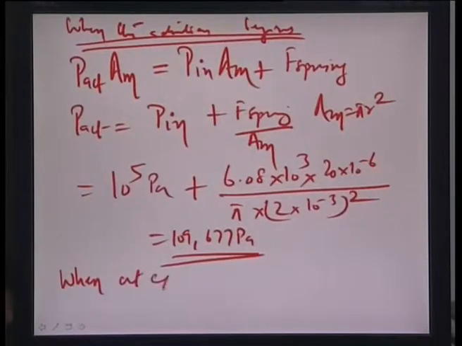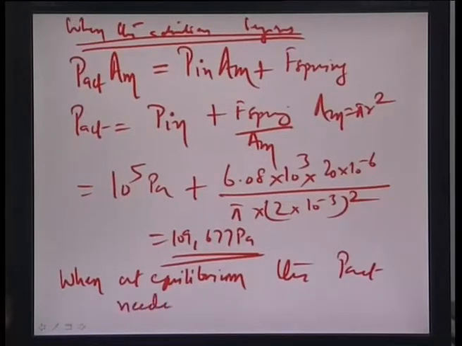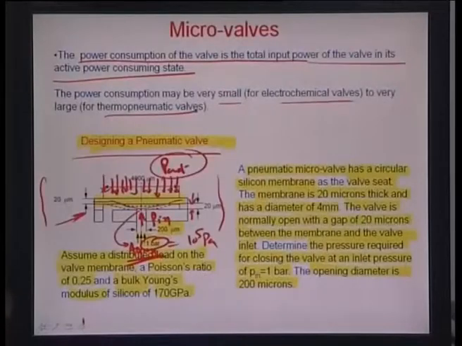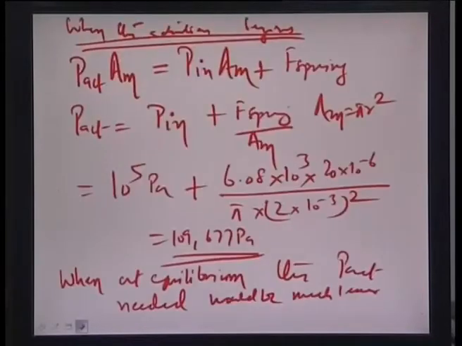So, when at equilibrium, the P actuation needed would be much lesser. More so because now the active area over which this 1 bar pressure is available is only this little area here, that is the area of the opening. Okay. So, let us see what that would be.